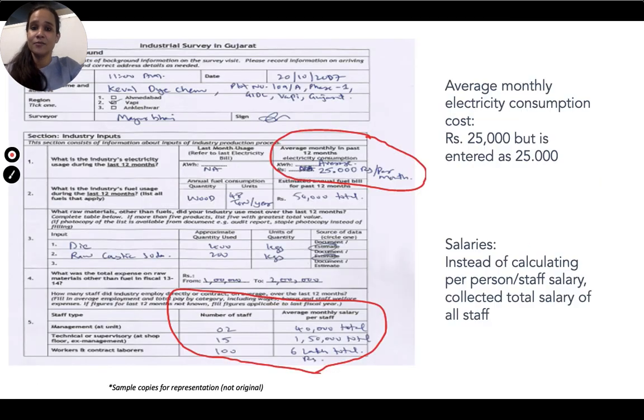The next is just writing. How do you write the data? In this, the average monthly electricity consumption cost is 25 rupees because they've just put a simple dot. Or instead of calculating per person staff salary, they've calculated all the staff salary. It makes a big difference when we start to analyze this data.